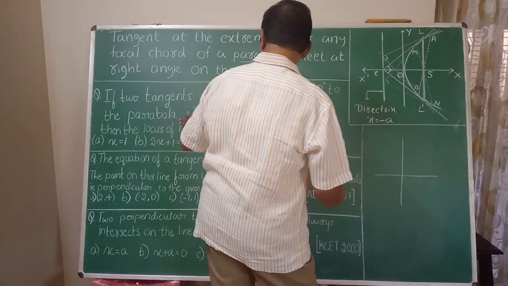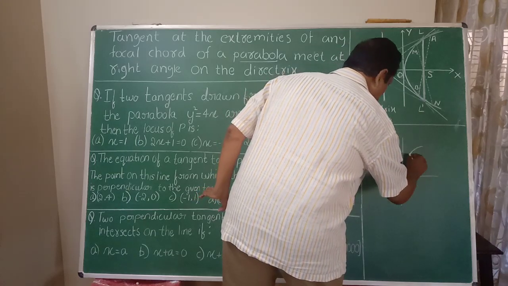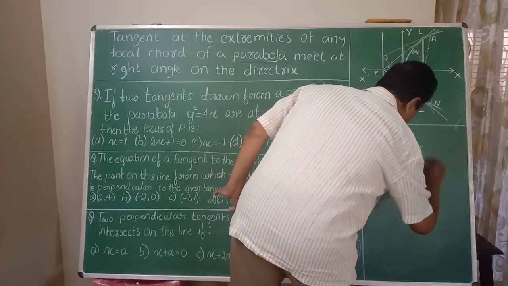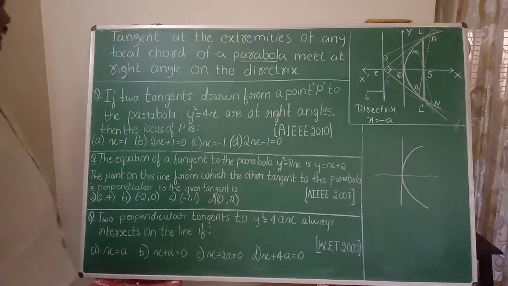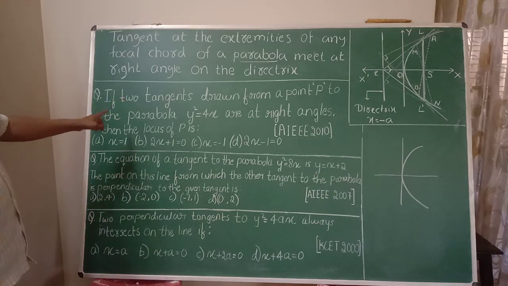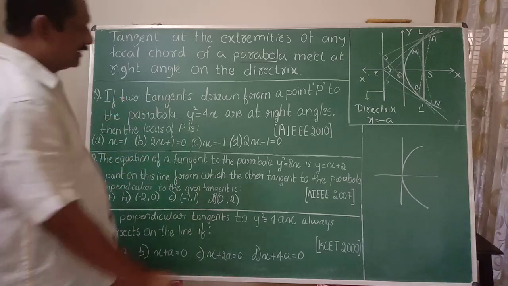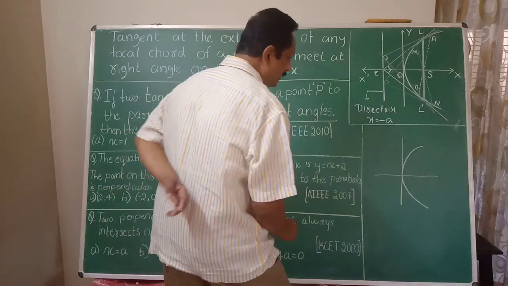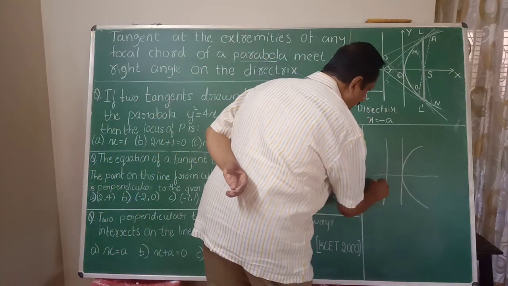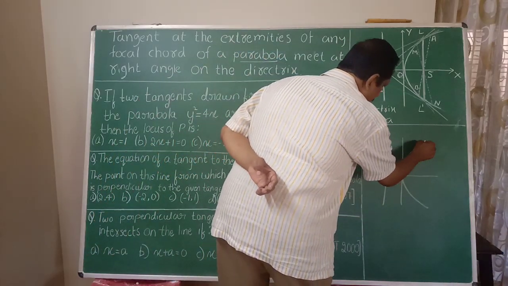So the equation of the parabola is y square equal to 4x. Okay, here is a parabola. If two tangents are drawn from the point P to the parabola at right angles, then obviously the point must lie on the directrix.